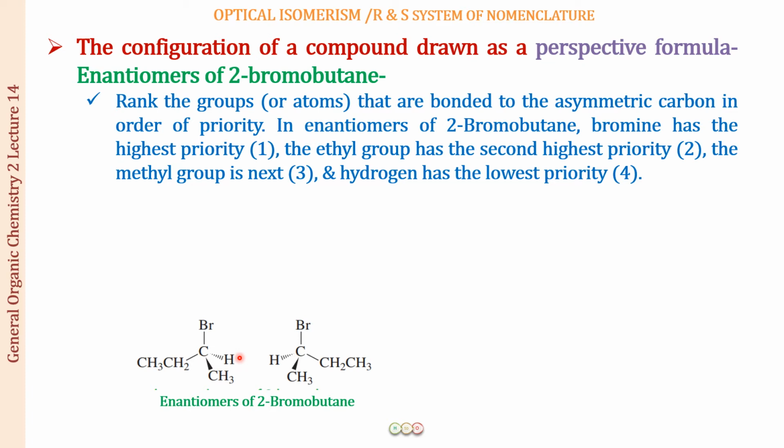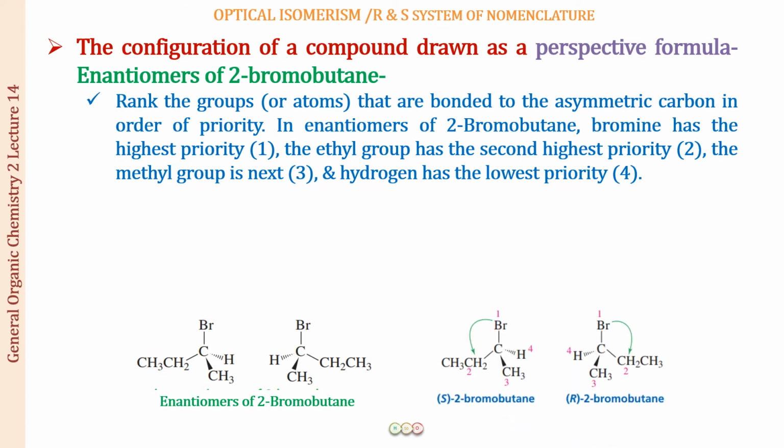So what do we have to do? We just draw the arrow from group number 1 to 2 to 3. So 1 to 2 to 3, forgetting 4; we do not need 4. In what direction is this compound going? Well, this one is in the anti-clockwise direction, whereas this one is in the clockwise direction. So this compound will be called S-2-bromobutane, and this will be called R-2-bromobutane.